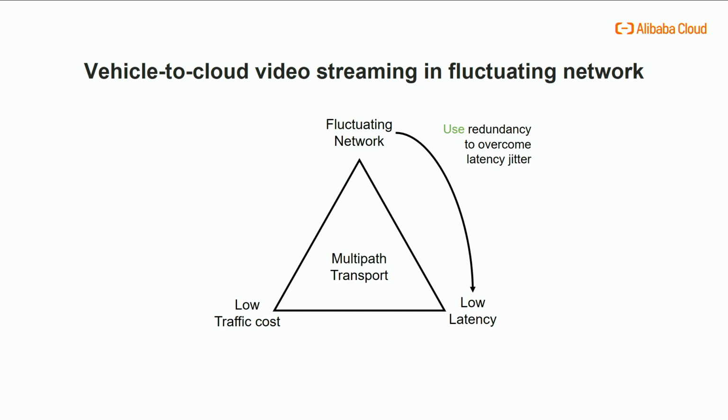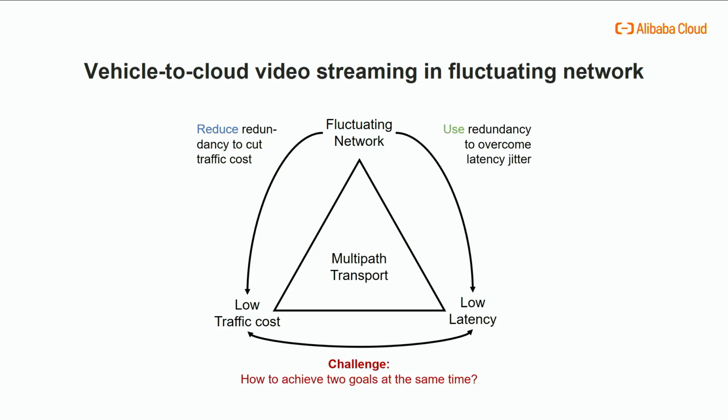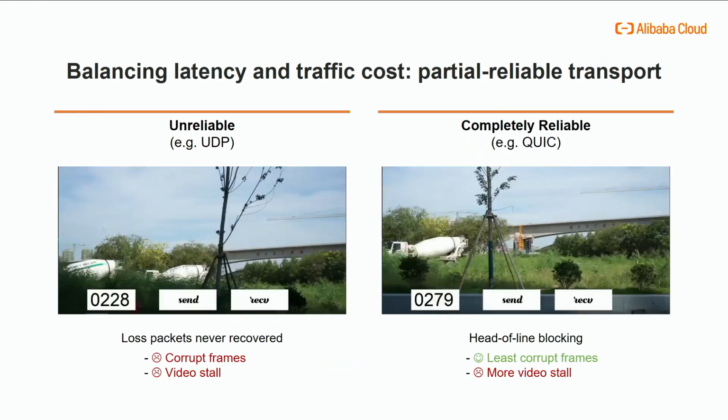When using multipath transfer in a fluctuating network, we use redundancy to overcome latency jitter. That is, we send on multiple paths, and the data would be delivered with the lowest delay of all paths used. However, for the bandwidth-hungry video traffic, we also need to lower the redundancy, because redundant traffic occupies the scarce bandwidth, and also we need to pay for every bit we transfer. So, how to achieve low traffic cost and low latency at the same time?